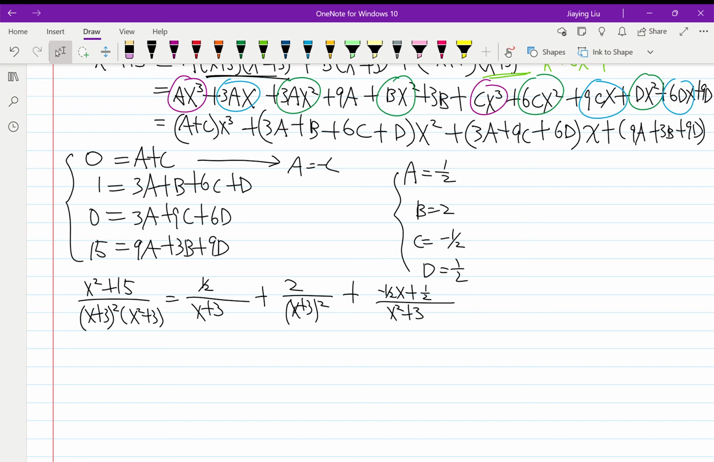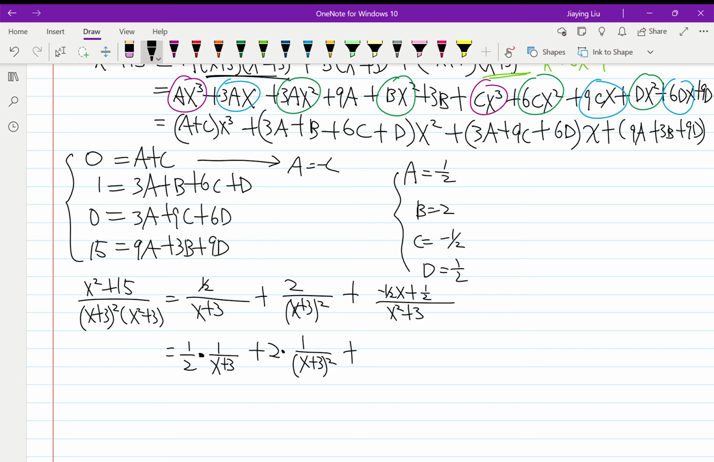I just want to point out one thing, that I usually prefer to write it this way. Having the fraction in the numerator, even though it's a fraction. Or you could write it as 1/2 times 1 over x plus 3 plus 2 times 1 over x plus 3 squared. And then the last fraction, there's not much we can do other than just splitting them. So we can split that.